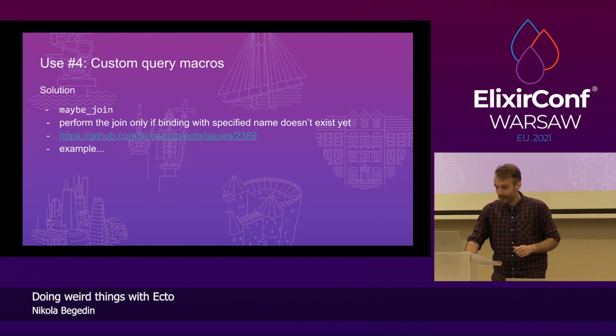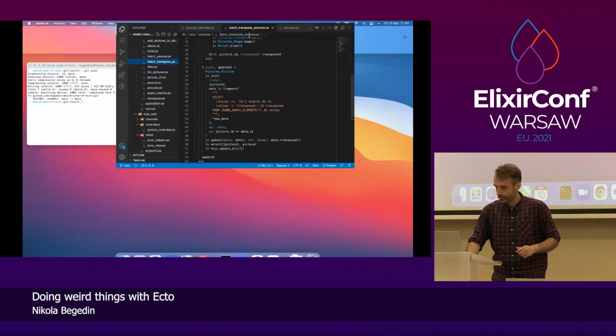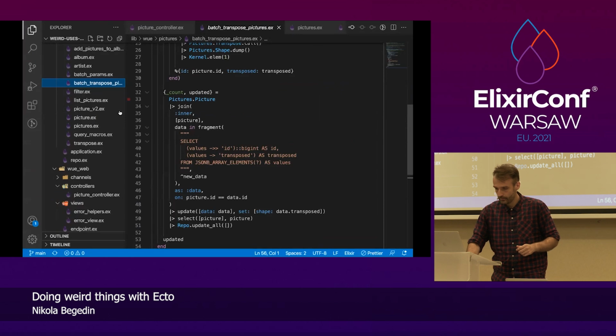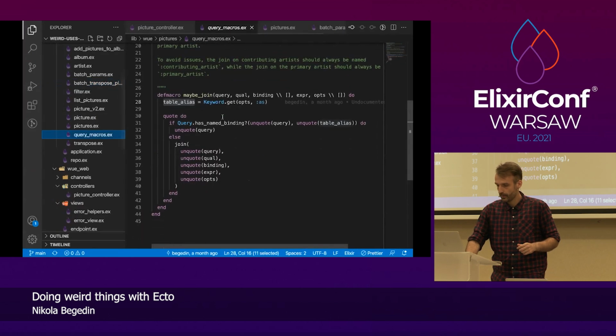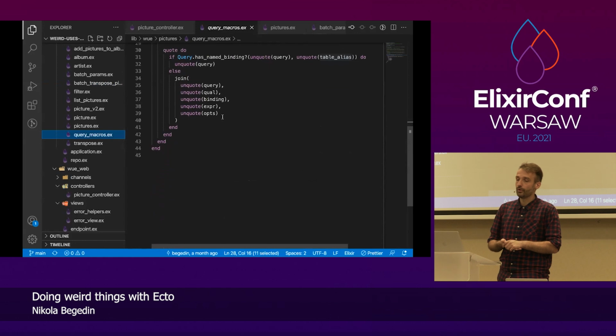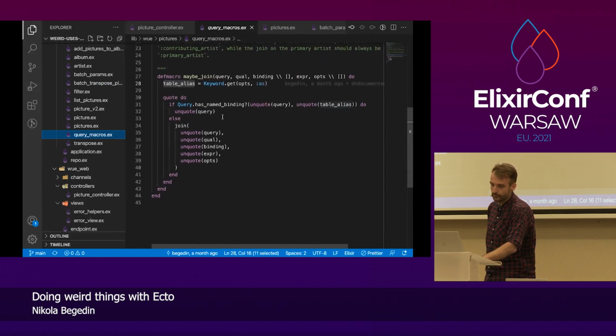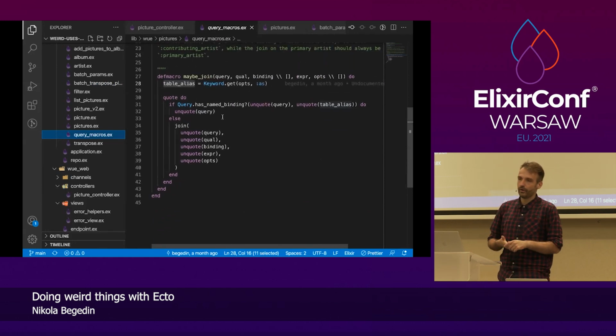I have 5. But let's show that example. It's really simple. It uses query has named binding. Basically, you receive the same arguments you would for a join. You check if the query has the binding that is specified. If it does, you don't do anything. If it doesn't, you run a join on the query using those arguments.